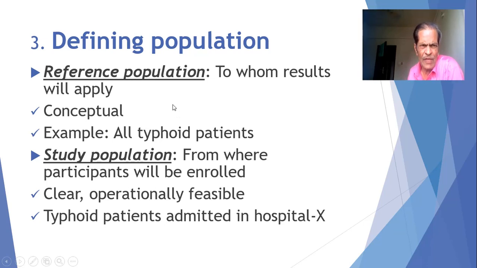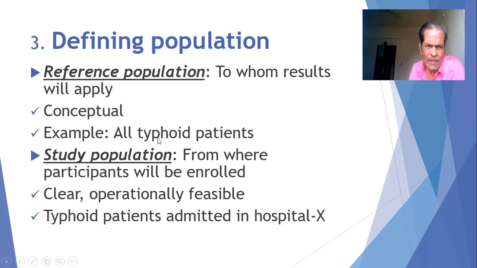The next step is defining the population. There are two types of populations which are required to be defined. One is the reference population, to whom the results will apply. As said previously, the reference population is a conceptual entity. For example, all typhoid patients. So our results will be applicable to all typhoid patients anywhere, in any institution, something like that. But it is a conceptual entity.